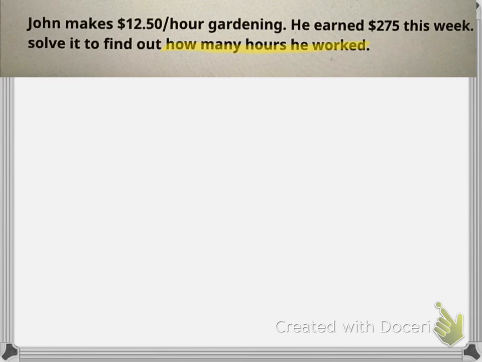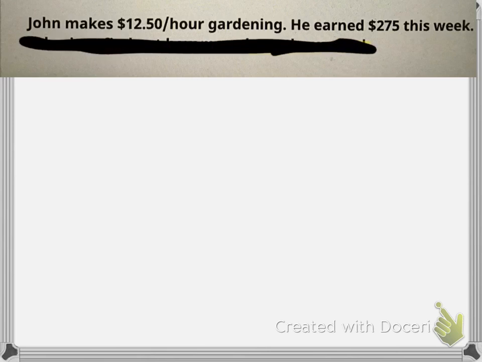Most times with these questions, you'll see the words how many, how much, what did, stuff like that. You'll see these question words, you know, the who, what, where, when, why, how. Those are a good indicator of what the unknown is. However, it still would be the unknown here, because he makes $12.50 an hour and he earned $275. The only thing we don't know is how many hours he worked.